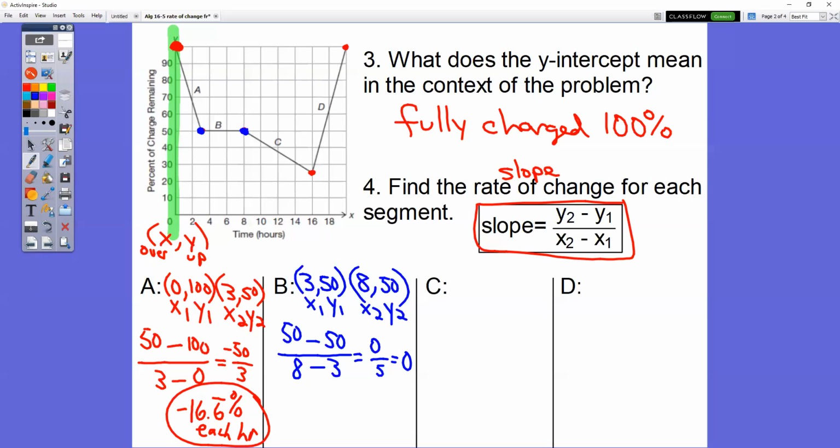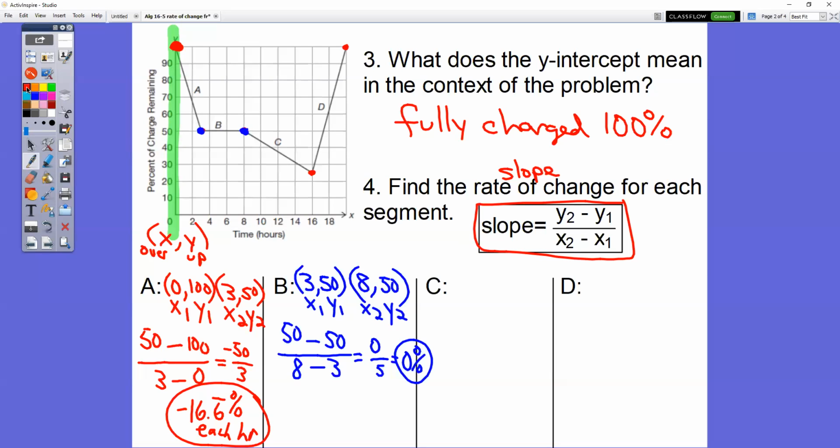So what does that mean? Well, what happened in segment B? We weren't using the phone at all. The battery life did not change at all. It didn't go up. It didn't go down. Each hour, we weren't gaining or losing anything. It was staying the same, right? It was staying the same because that's what that 0% actually means.